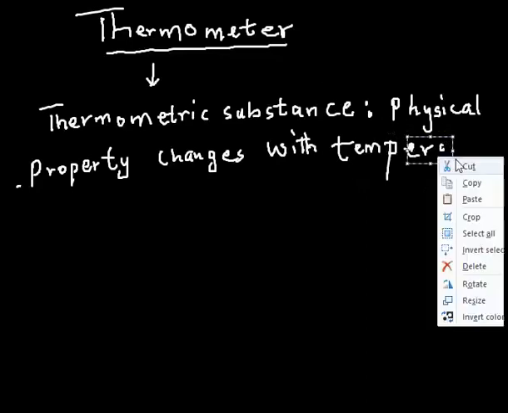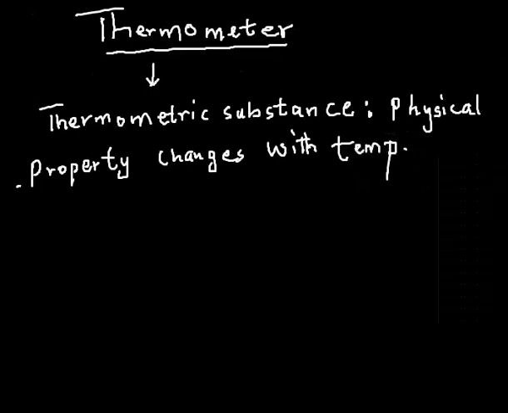We utilize the change of that particular property to construct a thermometer, so that if I want to measure the temperature of a body, I just place the thermometer on that body. Then the physical property of the thermometric substance in which the thermometer is constructed will change based on the temperature of the body that I'm measuring.